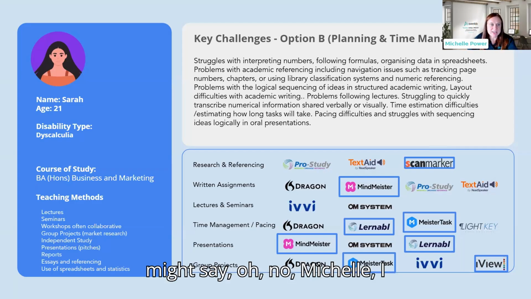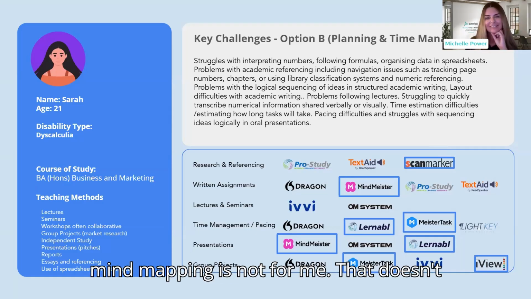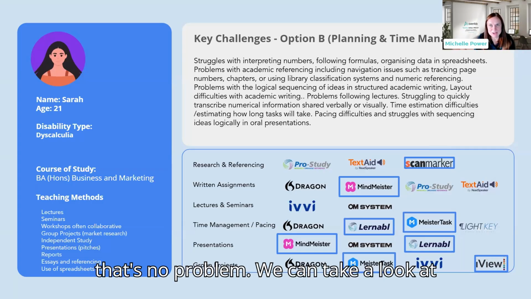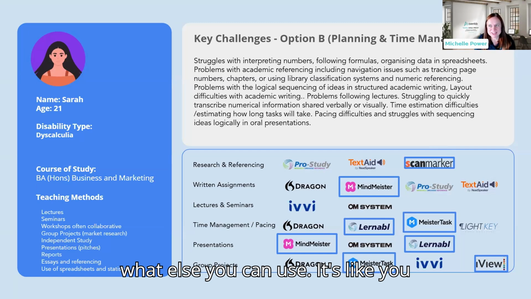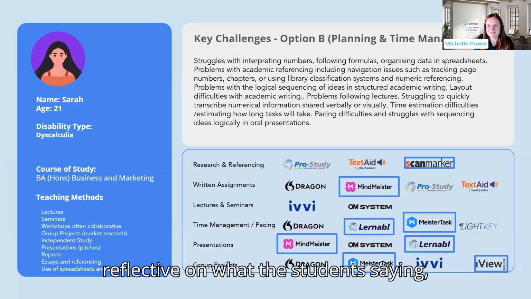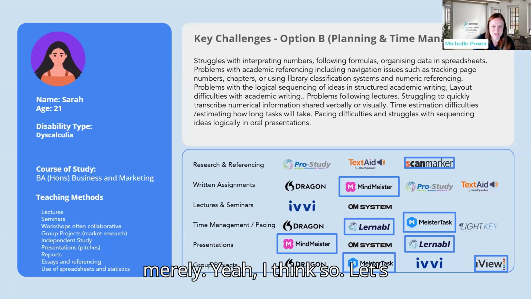Yeah, because you might say, "Oh no, Michelle, that mind mapping is not for me. That doesn't work for me." Well, that's no problem. We can take a look at what else you can use. You have to be really reflective on what the student's saying. Yeah, I think so.